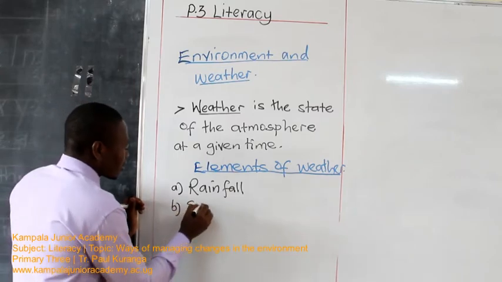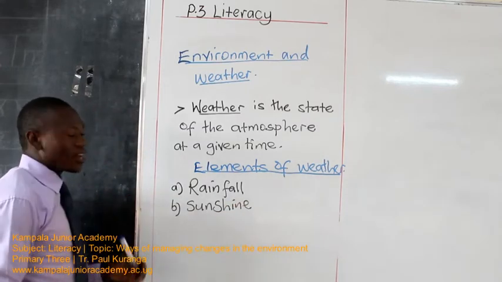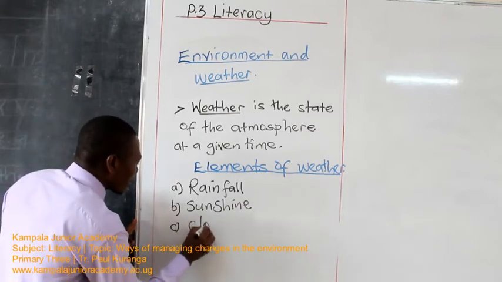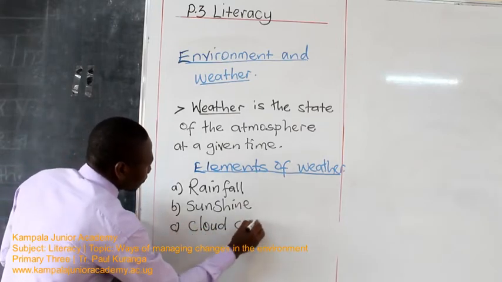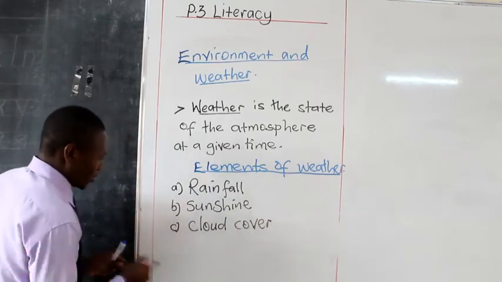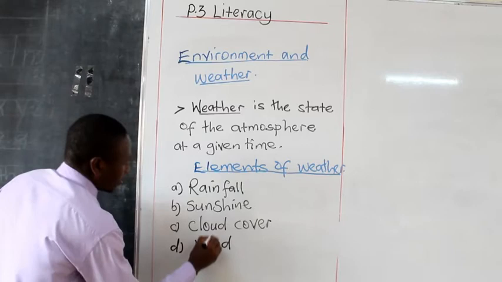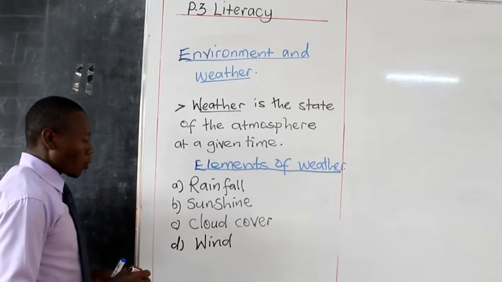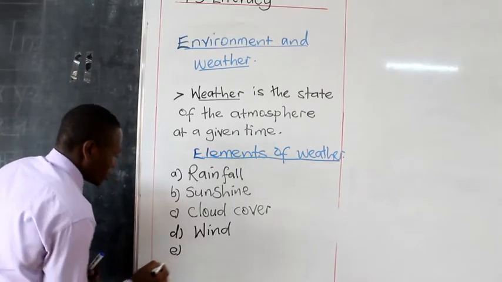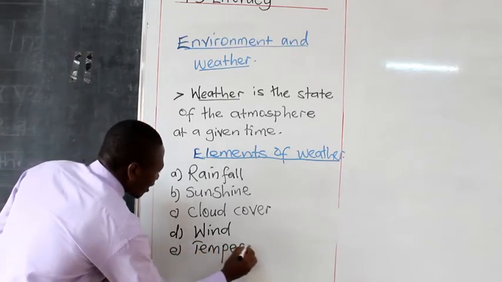Another one is sunshine. Sunshine is another element. We have cloud cover. Another one we can talk about is wind, or some of you call it wind blow. Another one we can talk about is temperature.